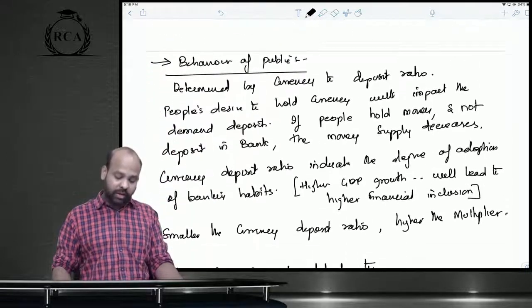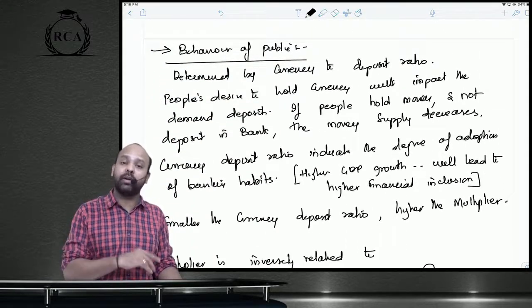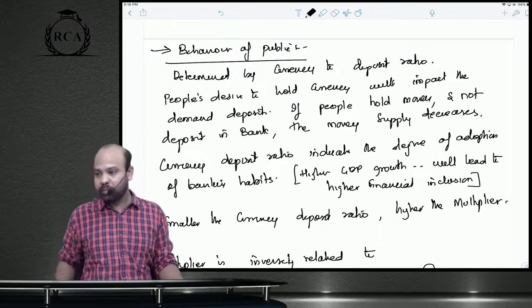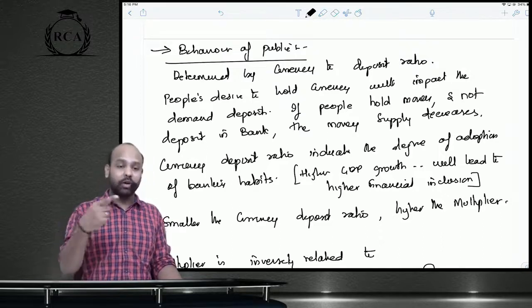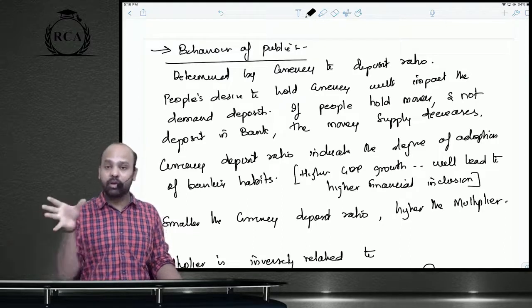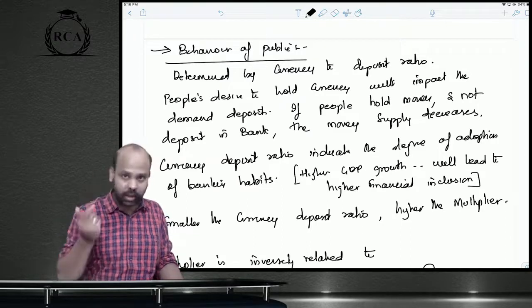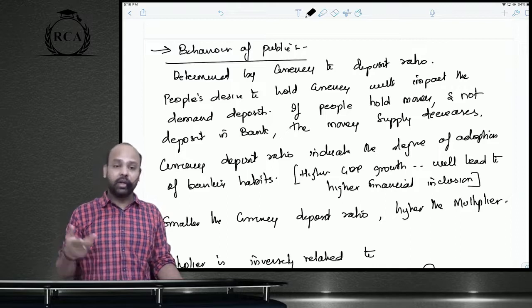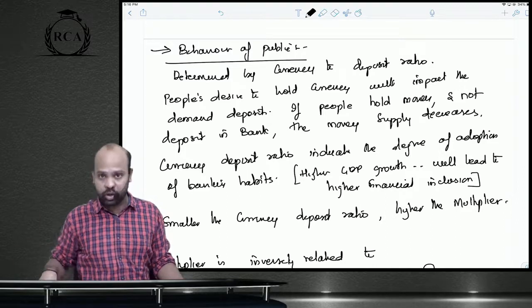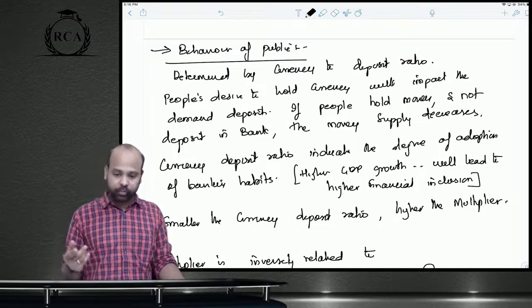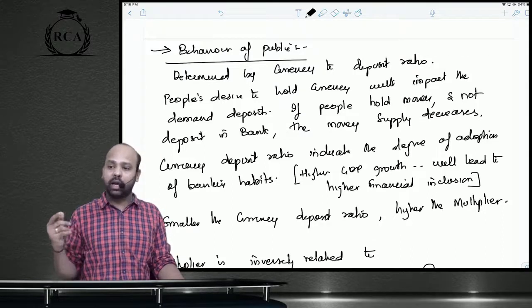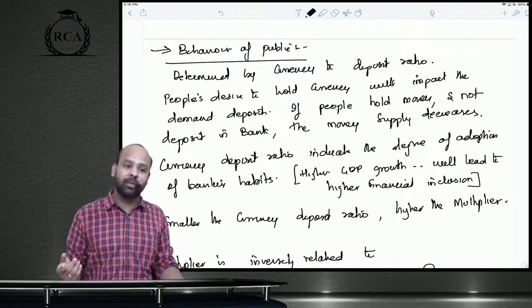The third one is the behavior of the public, which is determined by the ratio of currency to deposits. A lot of people might want to hold currency and not deposit it with the bank. If they are not depositing it with the bank, the multiplier effect will not work as far as the currency held by the public is concerned. This in turn would depend upon the financial inclusion in the economy, growth, technology, innovations and all of that. But the higher the amount of currency that people hold, the lesser will be the multiplier effect.